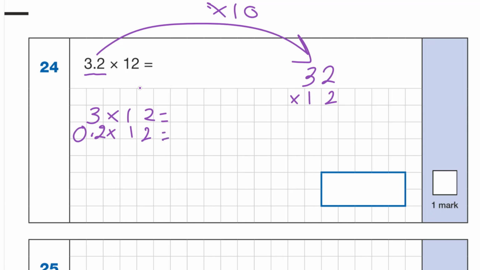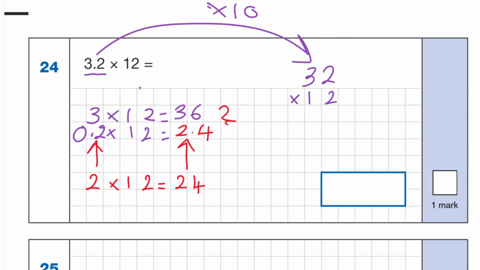Now just partition each bit. So 3 times 12 is 36. Then for your 0.2 times 12, you're going to use a known fact. So you're going to use 2 times 12, which is 24. If you see 0.2 is just 10 times smaller than 2. So the answer is going to be 10 times smaller than 24. So it's going to be 2.4. Okay, can you see the link there?